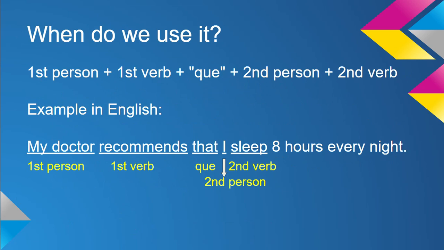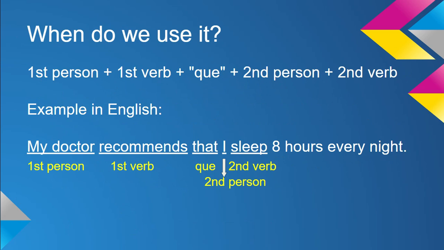So here's an example to kind of show you what I mean. An English sentence that has this structure that we would use subjunctive when we translate this sentence to Spanish is: my doctor, so that's the first person, recommends, first verb, that, which is the que, I, different person, sleep, second verb, and then just like whatever the rest of the sentence is, 8 hours every night.